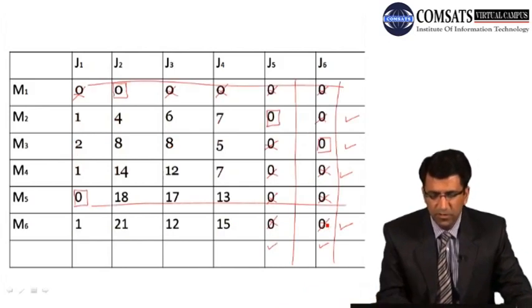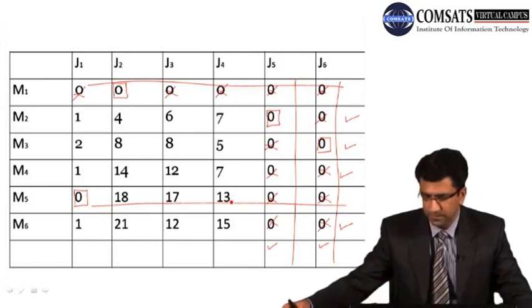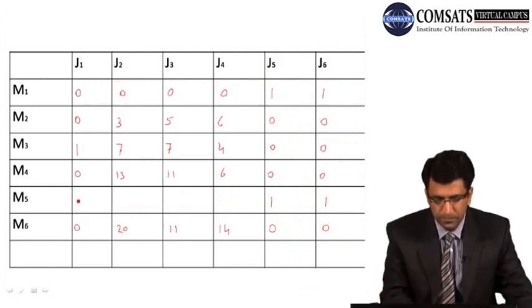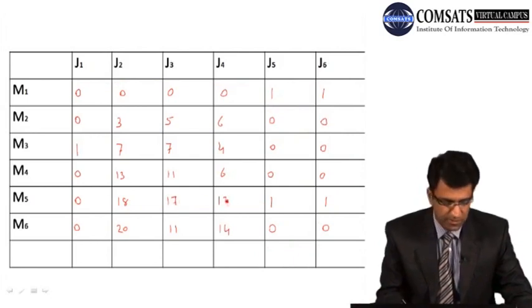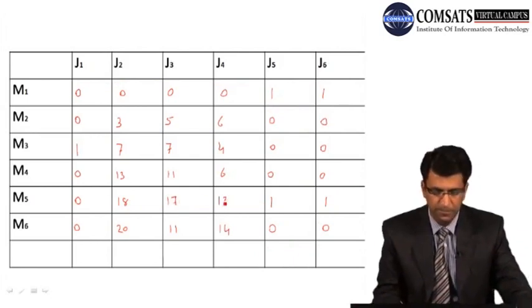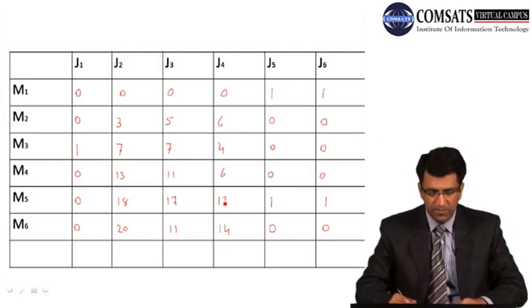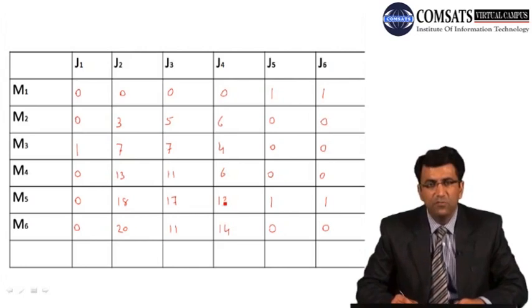Again class, this value will remain the same, that is 0, 18, 17 and 13. So class, now we have a new matrix, and again we'll have to repeat step number 3, that is, we'll have to make the assignments.